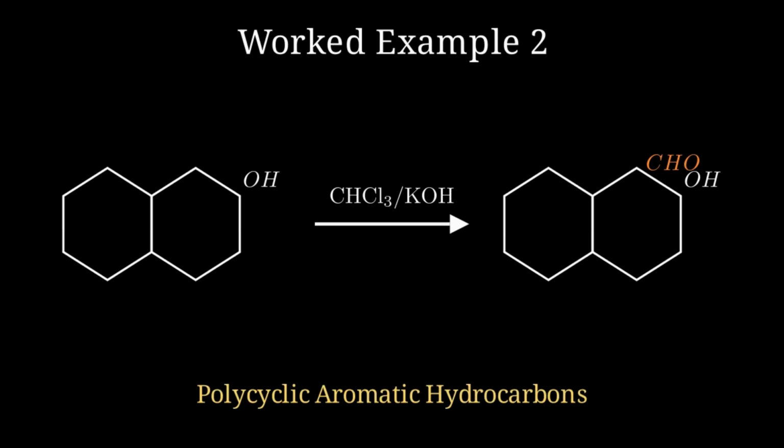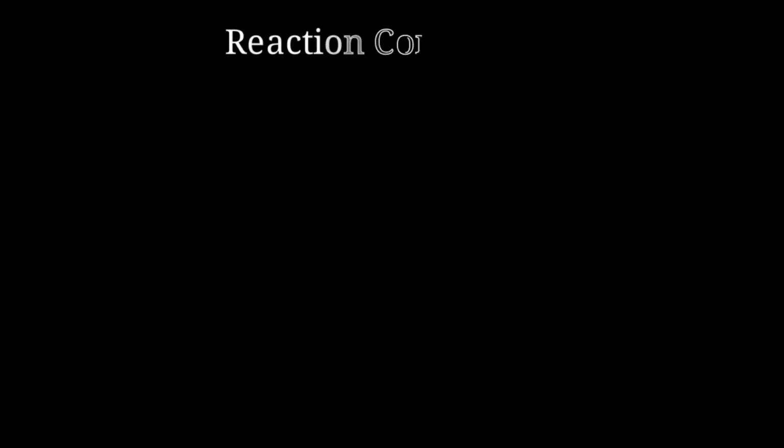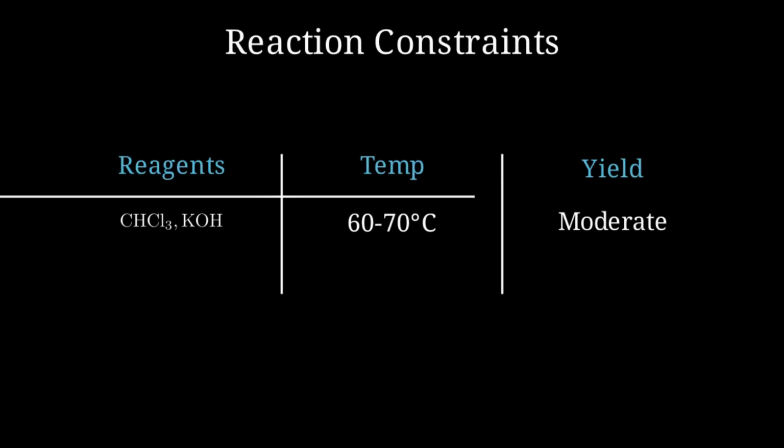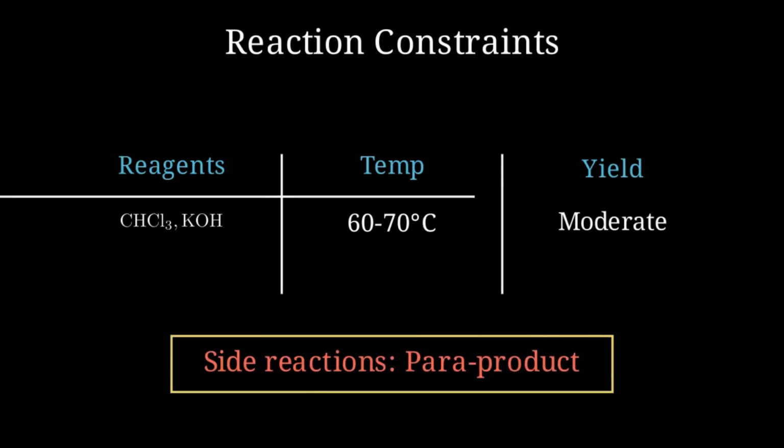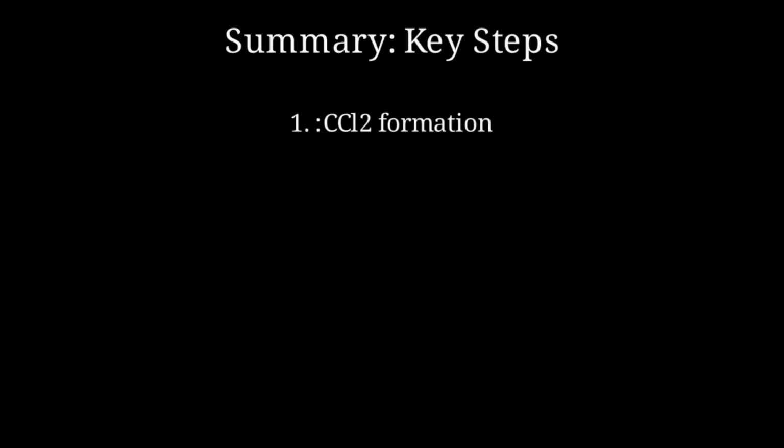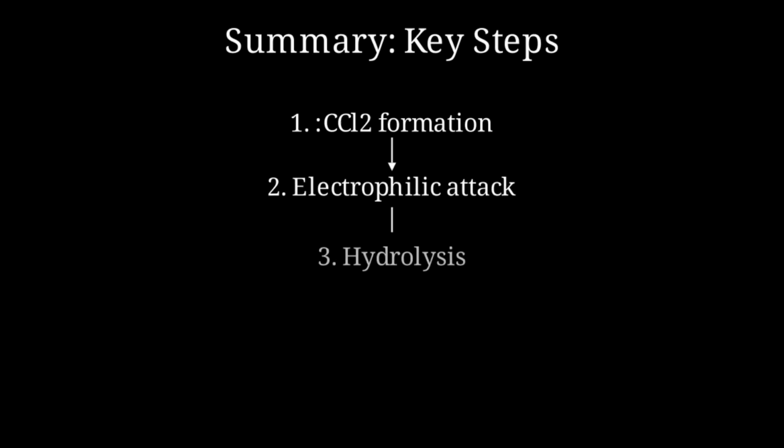before restoring aromaticity. The reaction is typically carried out at 60 to 70 degrees Celsius. While highly specific, yields are often moderate due to the formation of some para-product and potential resinous side products from the high alkalinity. To summarize, the base generates dichlorocarbene, which attacks the phenoxide ion.